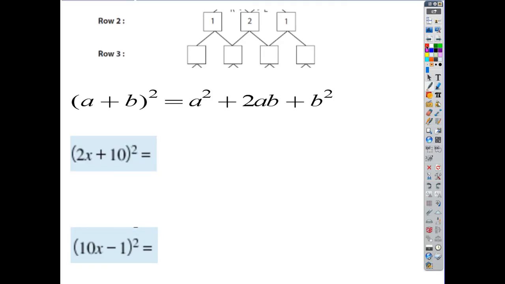Well, what do we get when we multiply this one out here? What's my a and what's my b here? 2x is a, 10 is b. So I get 2x plus 10.